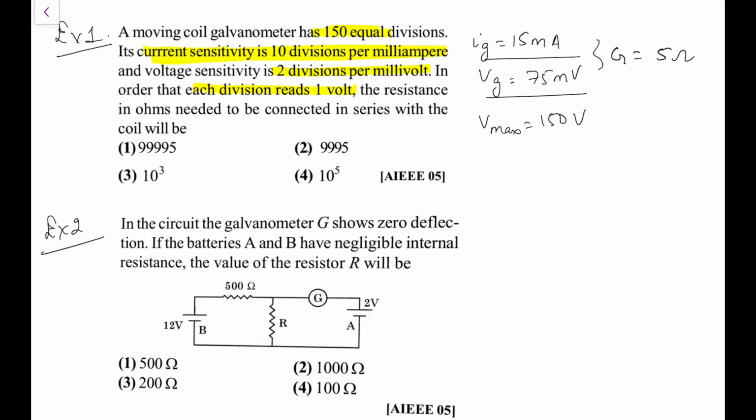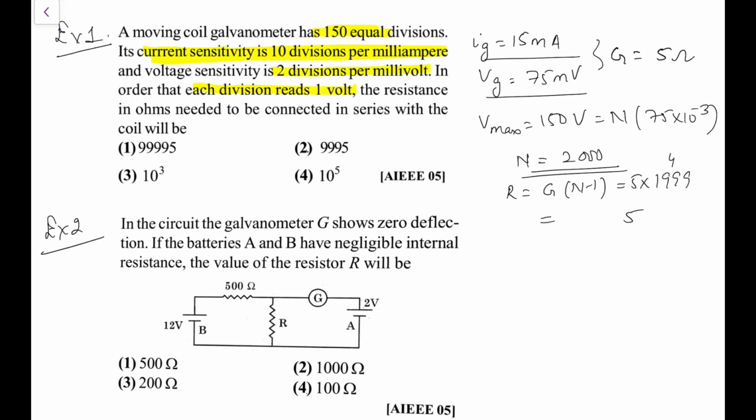In order that each division reads 1 volt, the resistance in ohms needed to be connected in series. So directly Vmax is 150, I can write it as n times 75 into 10 to the power minus 3. So the value of n comes out as 2000. So to increase its range by 2000, the value of resistor needed would be G into n minus 1, which is 5 into 1999, that is 9995 ohms. Go for option 2. This is the first question.